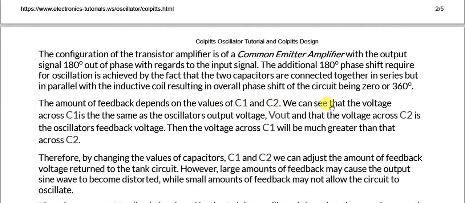We can see that the voltage across C1 is the same as the oscillator's output voltage V out, and the voltage across C2 is the oscillator feedback voltage that we have already mentioned over there. The voltage across C1 will be much greater than C2. We always take the C2 voltage VC2, which is a small portion. The basic principle of feedback defines that whatever feedback signal you give should be a very tiny portion of the output voltage or of the tank circuit you have got.